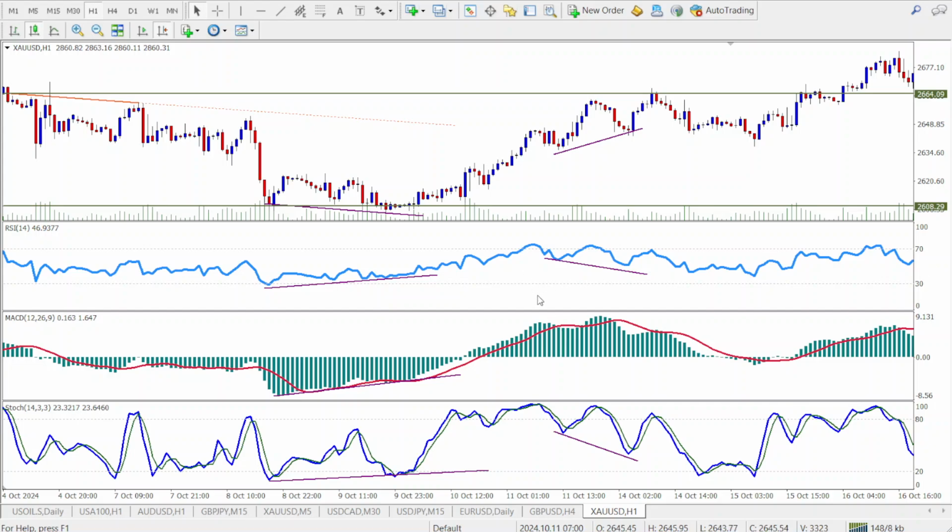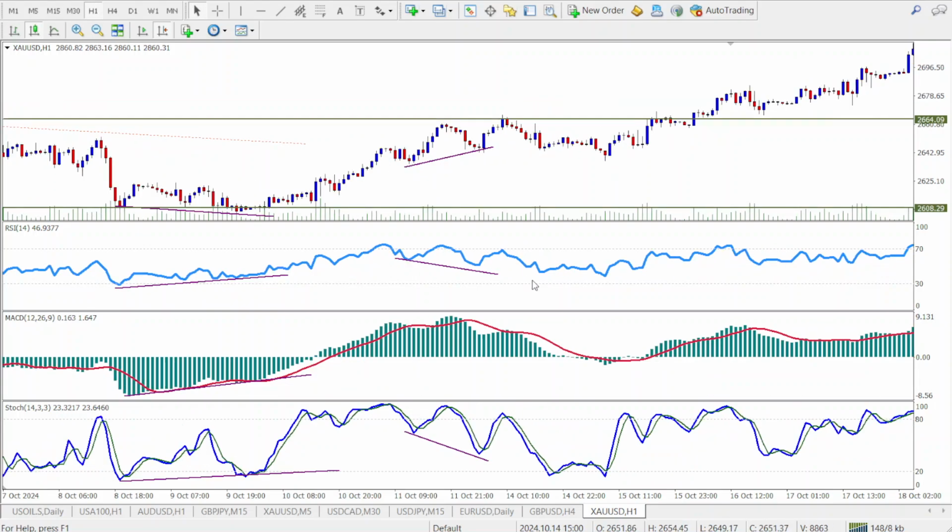So here's a step-by-step approach. First of all, identify the divergence. Okay, look for a mismatch. We've already talked about the regular divergence and the hidden divergence with examples. So look for a mismatch between price movement and your indicator. Could be higher highs versus lower highs. Could be lower lows versus higher lows. Yeah, whether it's a bearish divergence or a bullish divergence, look for a mismatch.